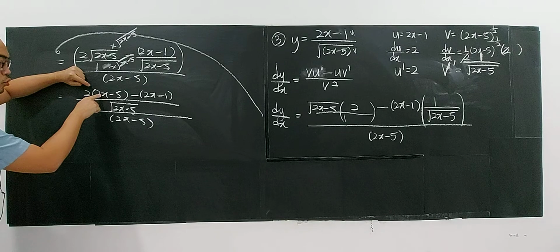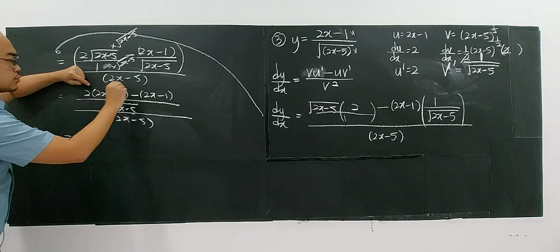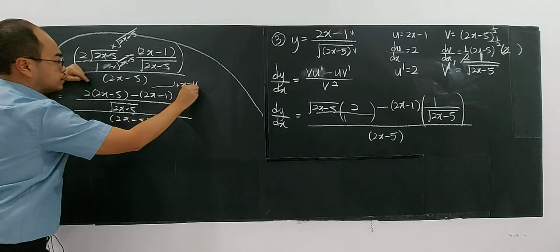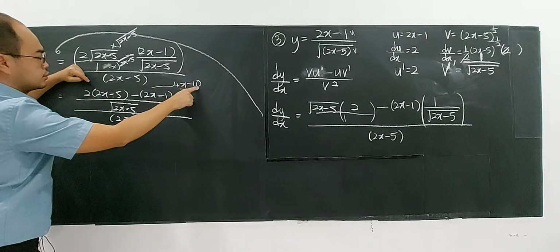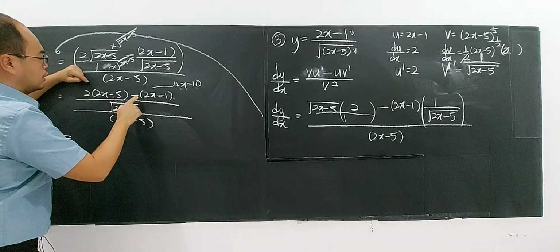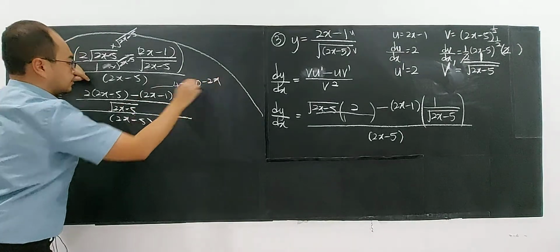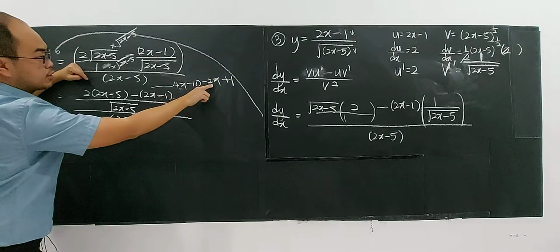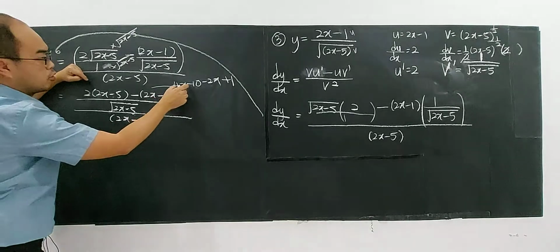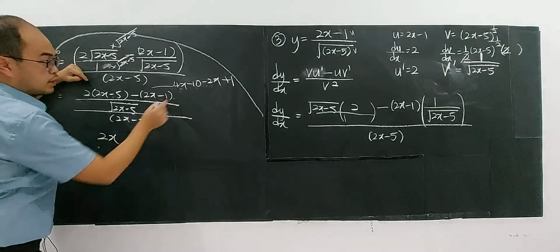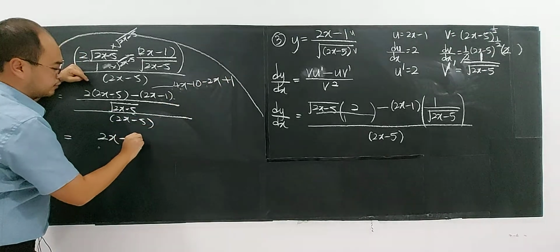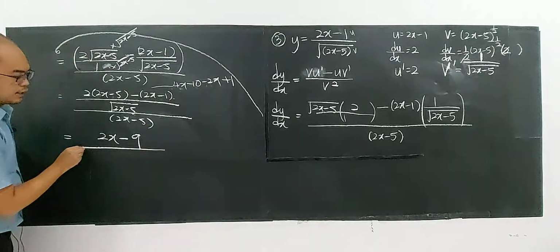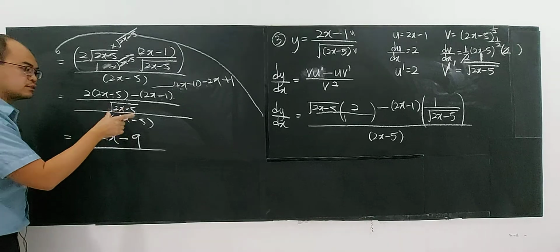So 2 times 2x, you have 4x here. So I just write here, you have 4x minus 10, then minus 2x plus 1. So finally you have 4x minus 2x, you have 2x; negative 10 plus 1, you have negative 9. So divided by this one and divided by this one, together you just take this, multiply this.